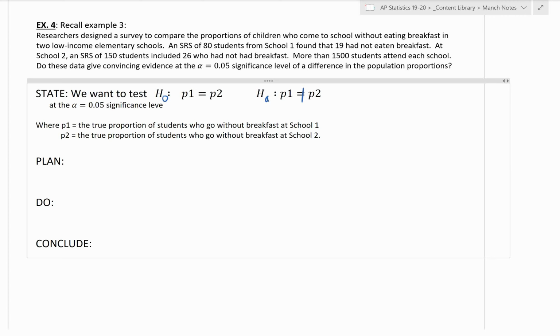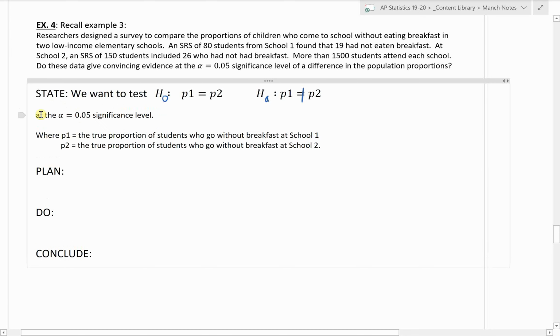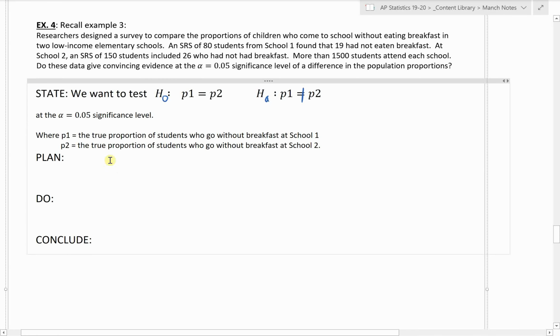Always make sure that we're stating the hypotheses as well as the significance level and defining the parameters. These are all must-do items for the state step of state, plan, do, conclude. For the state step, that's what we want to do: state the hypotheses, the significance level, and define the parameters.